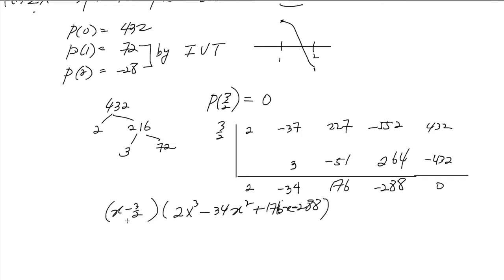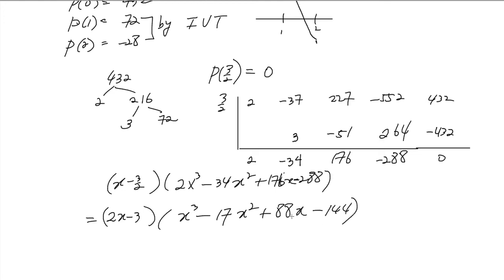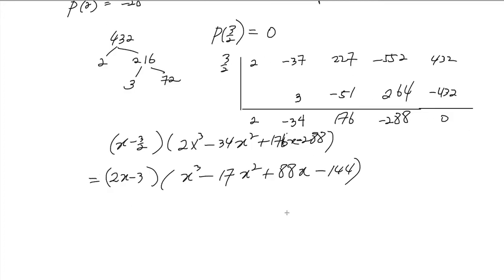However, what we did divide by was 2x minus 3. We can get that by just factoring out a 2 from here and multiplying it in here. So we get 2x minus 3. If we divide everything by 2 here, you get x cubed minus 17x squared plus 88x minus 144. So we have to keep going.